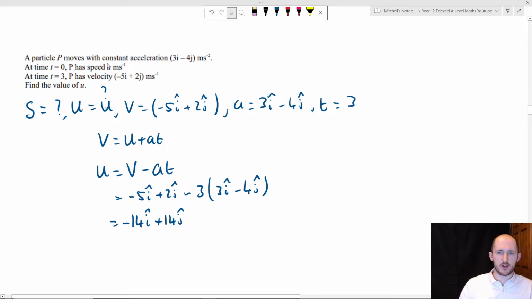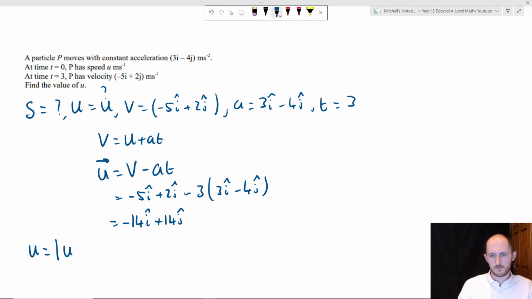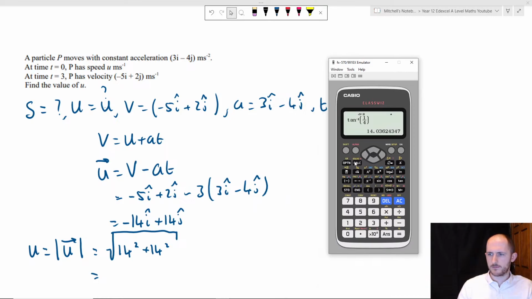Now, it does actually ask for the speed, right? Kind of stealthily. It doesn't ask for the vector. So in terms of what the actual speed is for u, it's going to be the magnitude of the vector. So this whole thing here is actually the, actually, it's not the magnitude, it's the vector. So we're just going to do square root 14 squared plus 14 squared. And that will be our final answer.